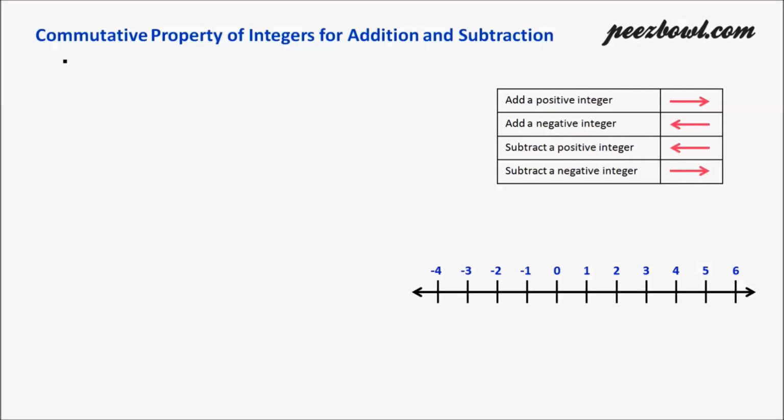Let us explore another property of integers for addition and subtraction. This property is the commutative property. We need to find out whether the commutative property holds good for addition and subtraction both, or it only applies to addition or only applies to subtraction.